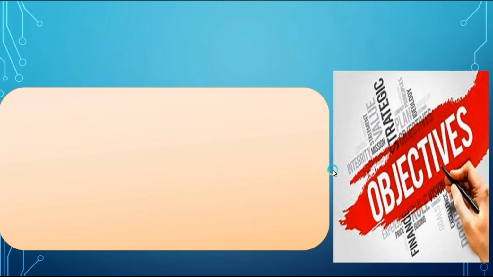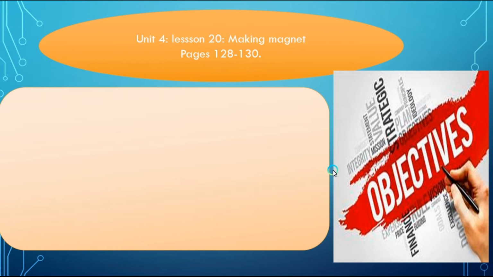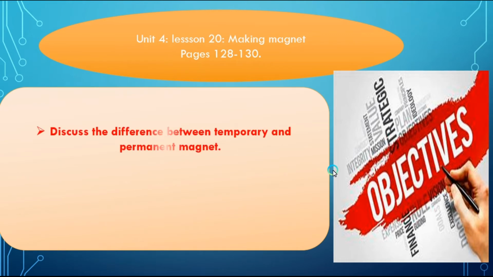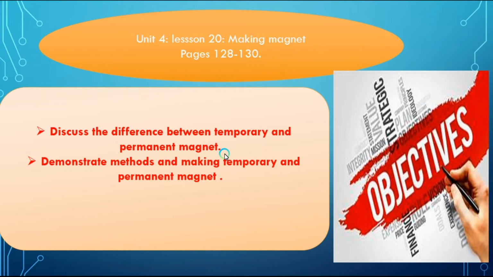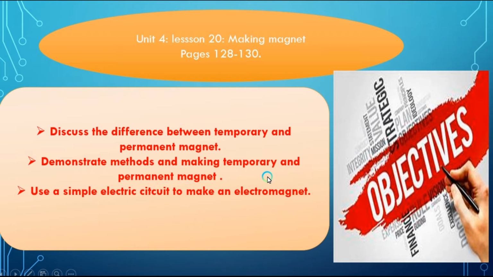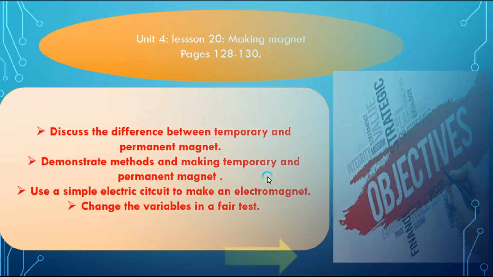Next one, now we'll go directly to our next lesson. You should introduce it first by our objectives. The first one, our lesson, is making a magnet, how we can make a magnet. Discuss the difference between temporary and permanent magnets. Demonstrate the methods of making temporary and permanent magnets. Use a simple electric circuit to make an electromagnet and so forth.